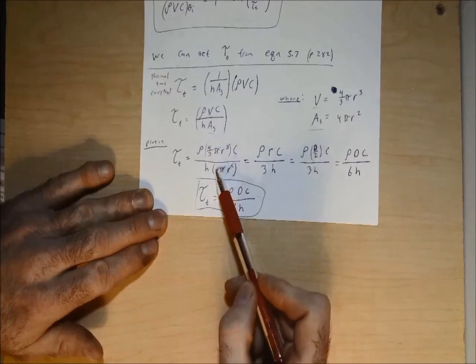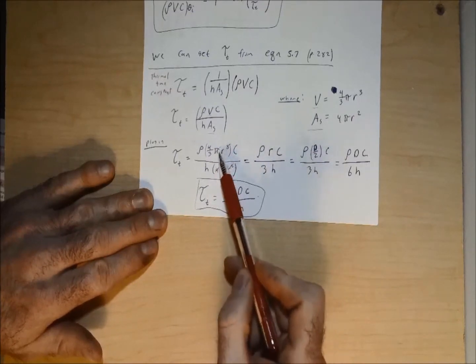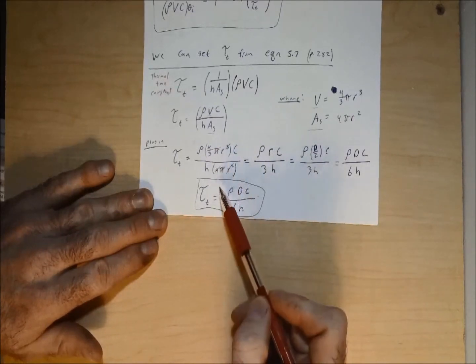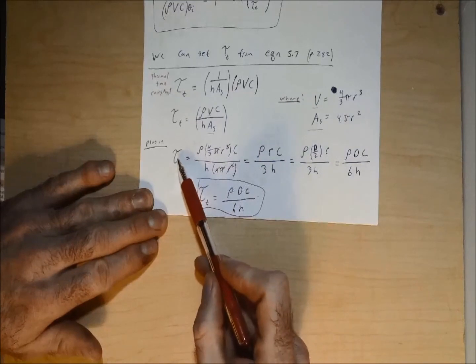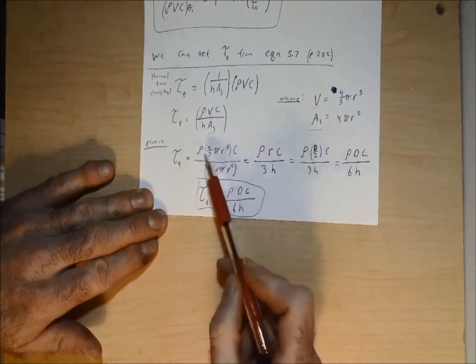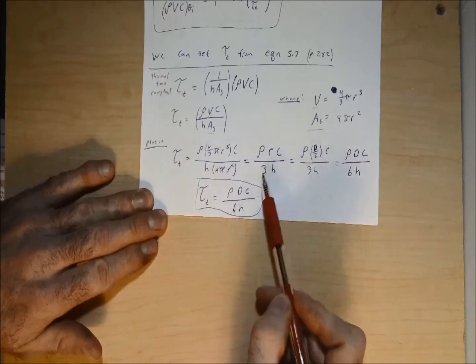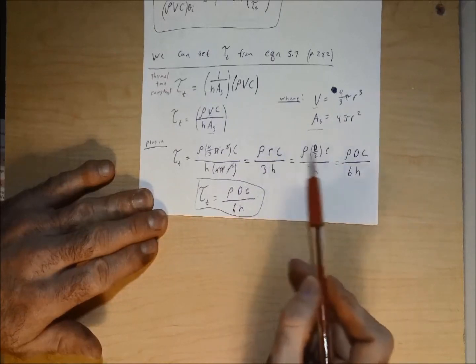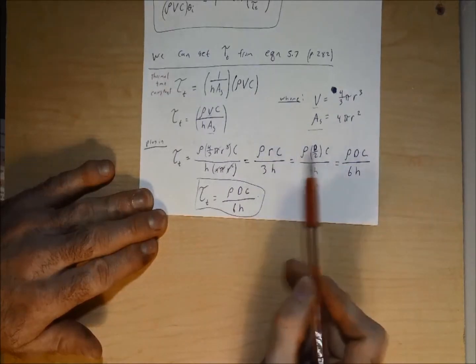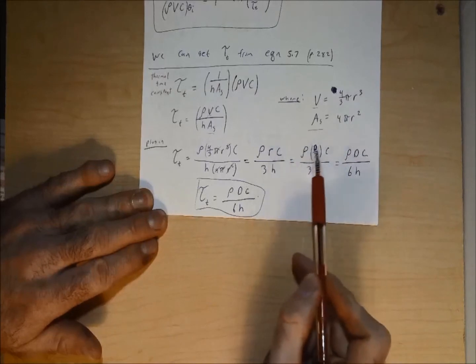Our 4 cancels with our 4, pi with our pi, our R cubed with our R squared, just leaving us an R on the top. So now for our thermal time constant, we end up with our rho RC over 3H. Make sure that we're paying attention to, are we dealing with radiuses or diameters, and plug in accordingly.